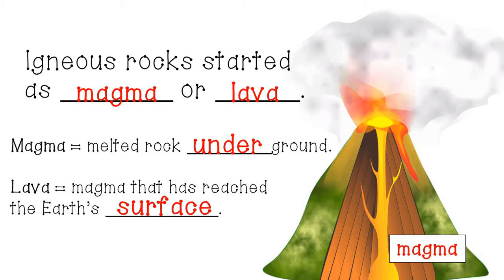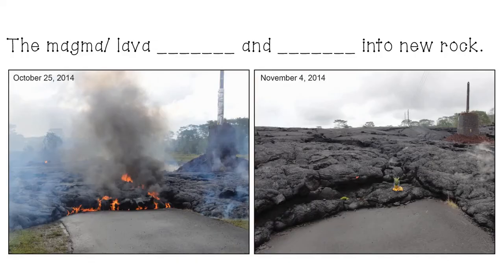So looking at our volcano, we would label this top part up here. Any of the melted rock that has reached the Earth's surface, whether it's come out of the top of the volcano or it's leaking down the side, that would be considered lava. So that's what igneous rocks start as, magma or lava. But then that magma or lava has to cool and harden. So the magma or lava cools and hardens into new rock, and that's how we get our igneous rock.